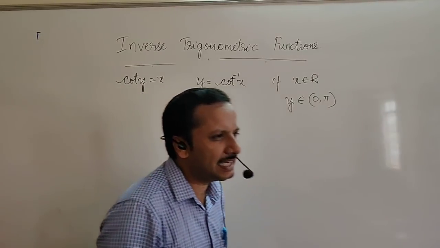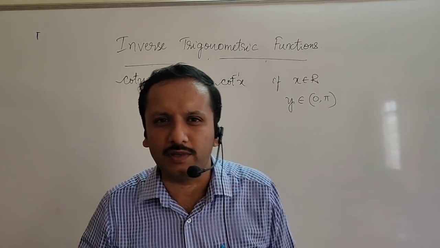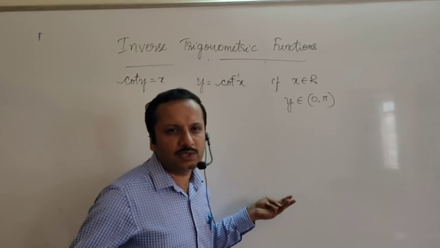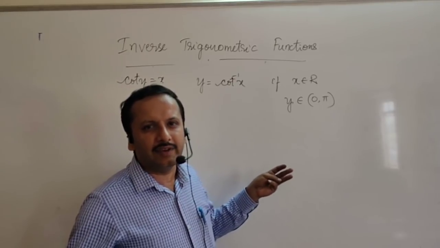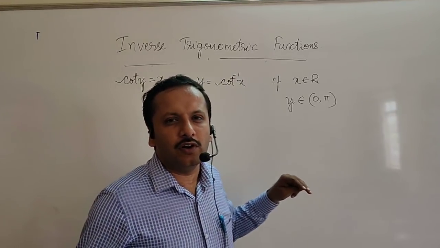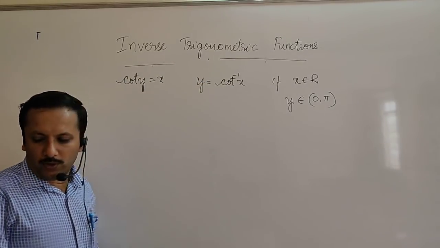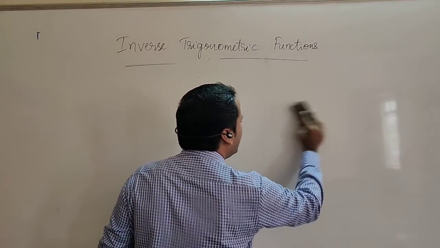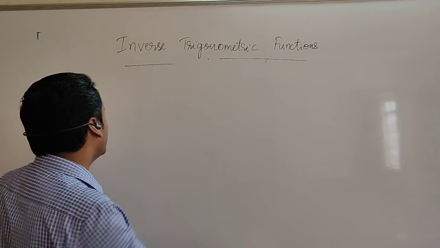So for these three also, that is secant inverse x, cosecant inverse x and cot inverse x, similarly like what we did for sin inverse, cos inverse and tan inverse, we can draw the graph and identify. You can refer to the textbook also for those three graphs. Okay, so now I will make a list of all the domain and the range of these inverse trigonometric functions.